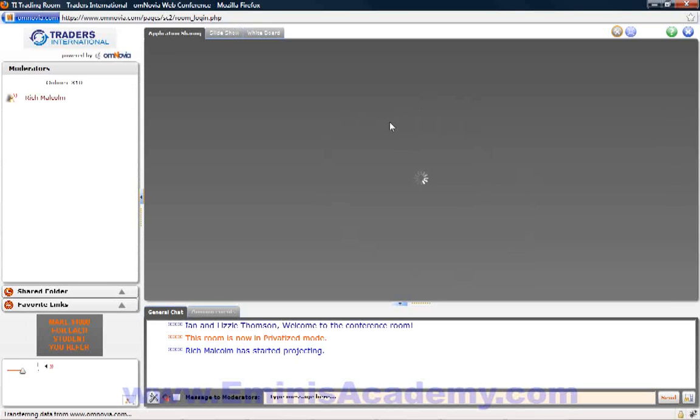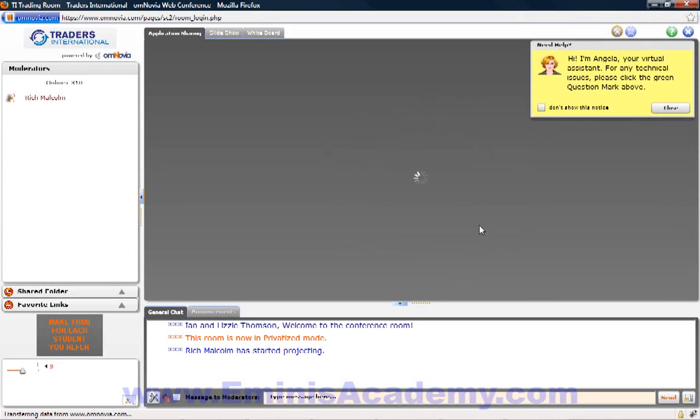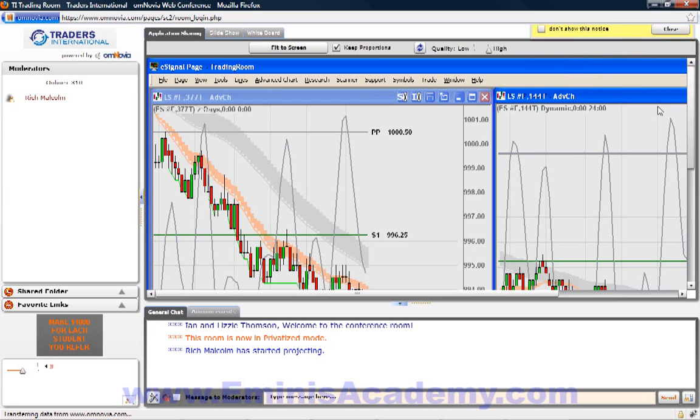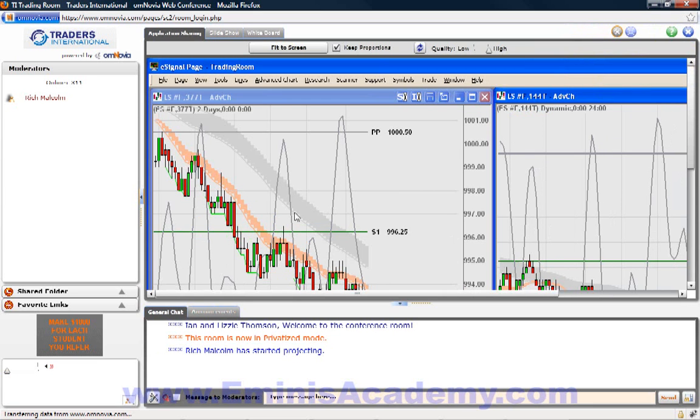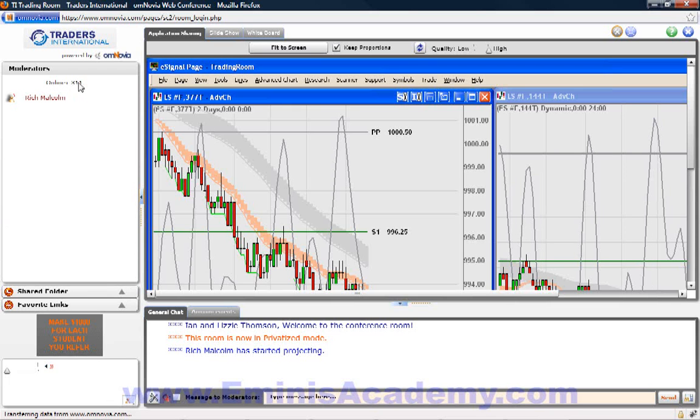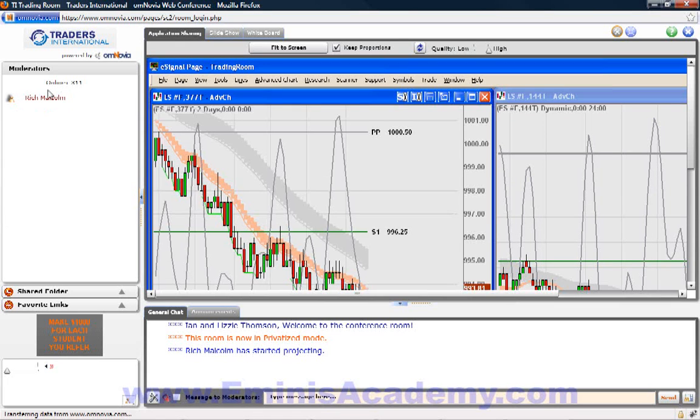And in this grey section here, the charts will appear. This is what the trading room looks like, and there's three sections to it. There's the charts here, and there's a section over here which covers things like telling you how many people are online at the moment, which of the moderators is online, and which is online and talking at the moment. It's also got the information resources here.